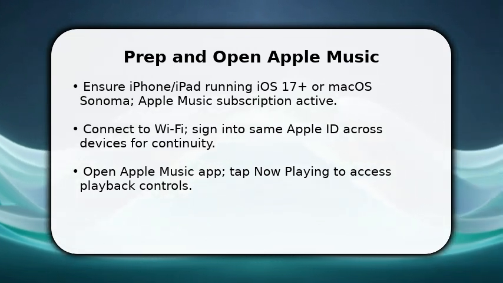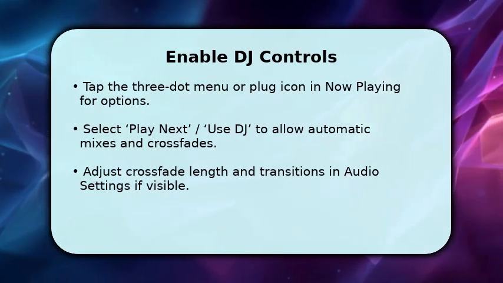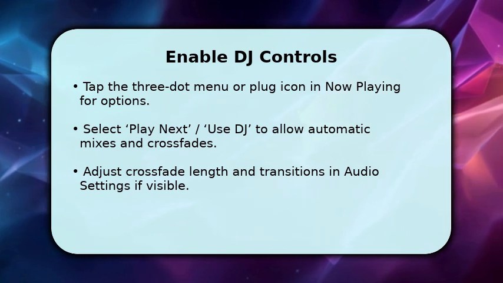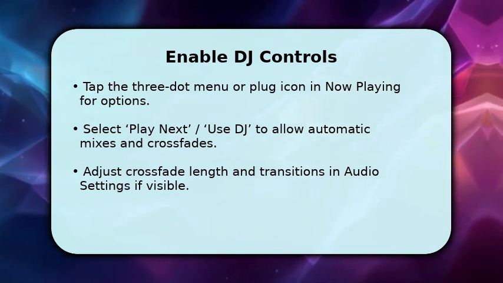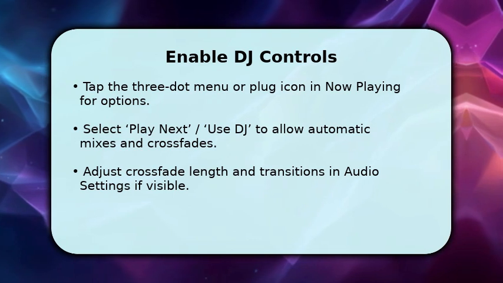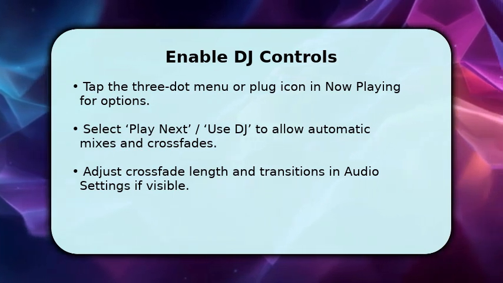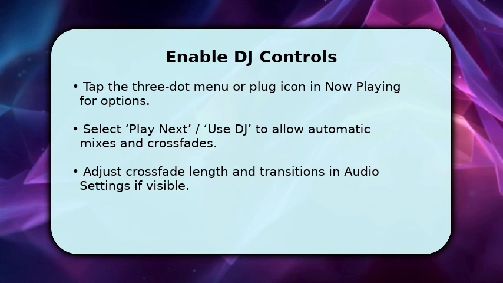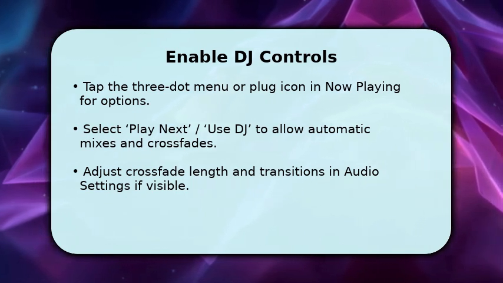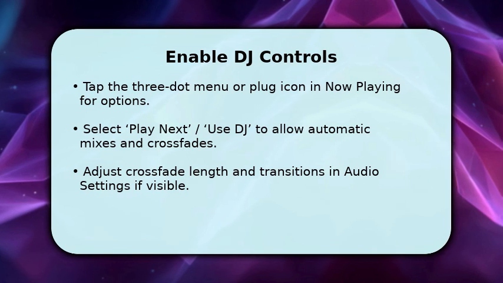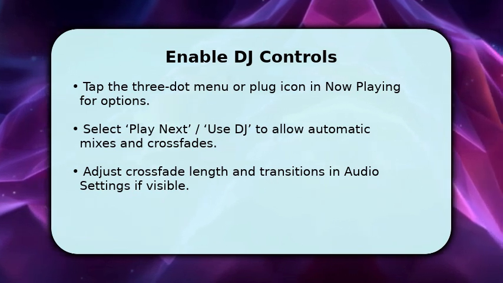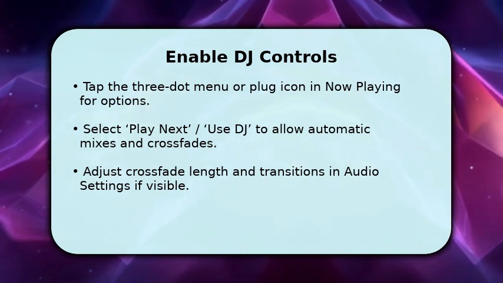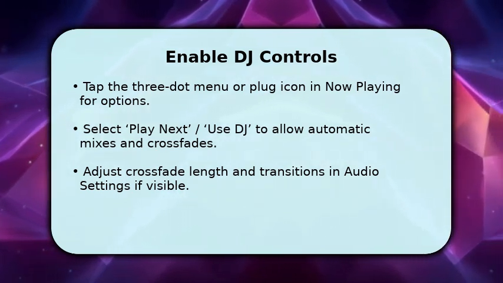You now enable the DJ controls from the Now Playing view. Tap the three-dot menu or the plug icon to expose advanced playback options. Choose the option labeled Use DJ or similar to let Apple Music create automatic mixes and smooth transitions. Once enabled, you can control play next and tweak transition behavior. Make sure to check audio settings for crossfade length and beat matching options so the mixes sound continuous. Adjusting these yields tighter transitions and a more intentional DJ experience.